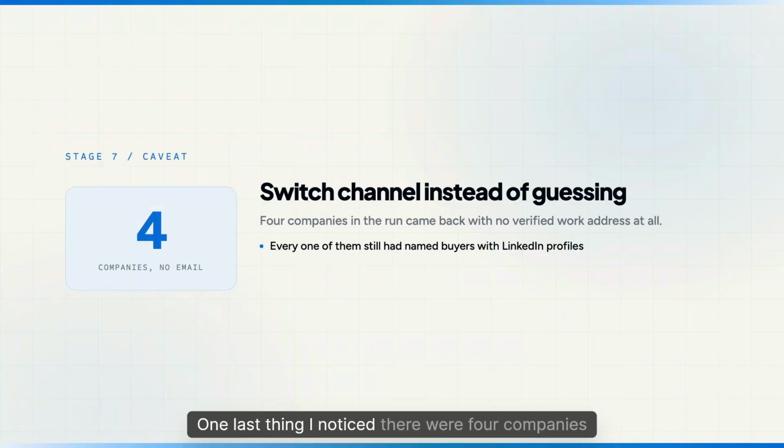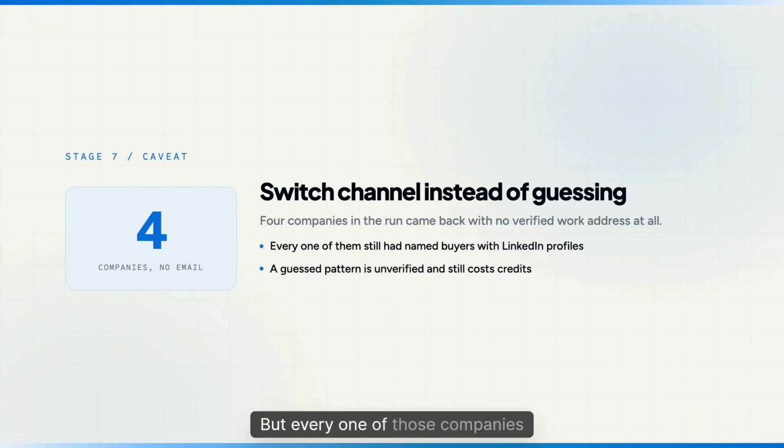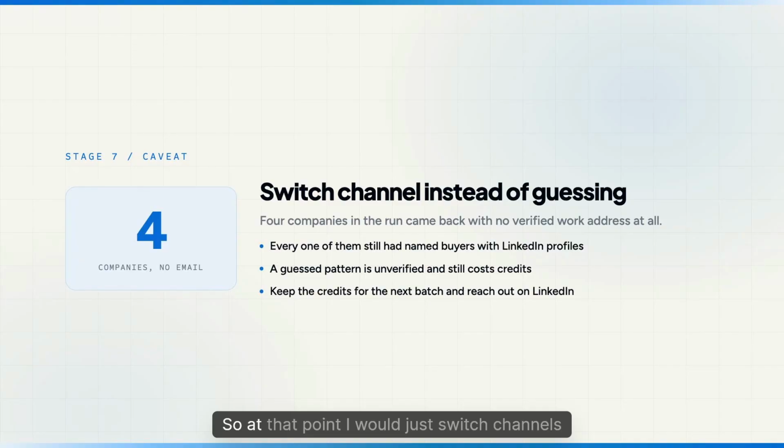One last thing I noticed, there were 4 companies where no work emails were found, but every one of those companies still had named buyers with LinkedIn profiles. So at that point, I would just switch channels instead of spending more credit trying to guess an email pattern.